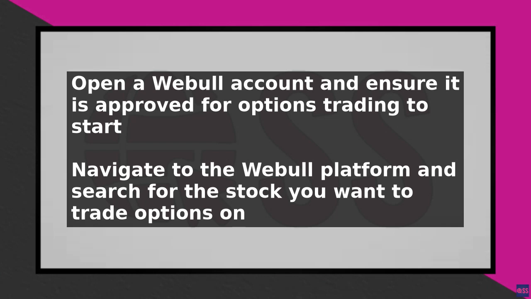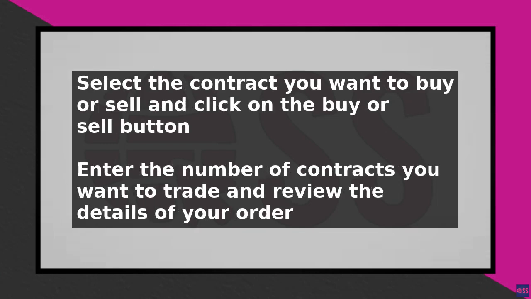In the Options tab, you can view available contracts, including call and put options with different strike prices and expiration dates. To place an options trade, select the contract you want to buy or sell. Then click on the Buy or Sell button. This will open an order screen where you can enter the number of contracts you want to trade in. Review the details of your order.